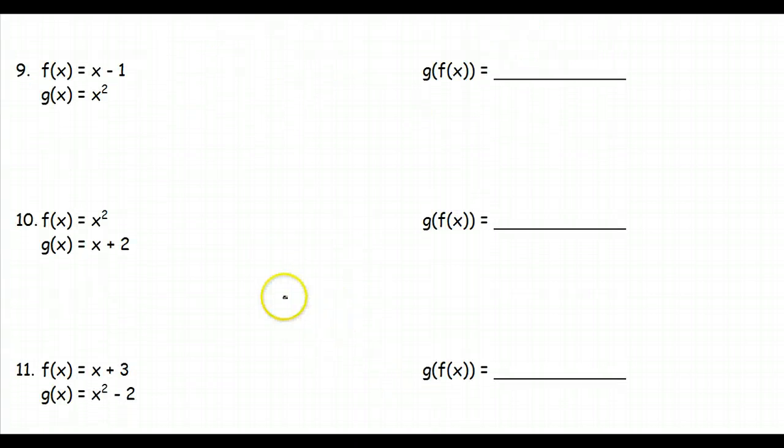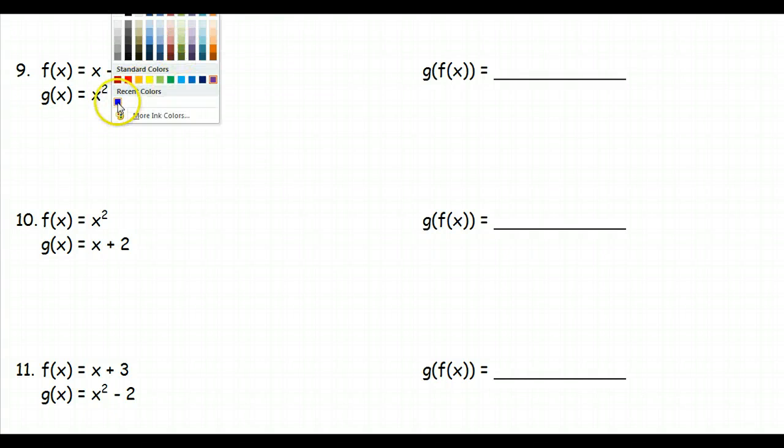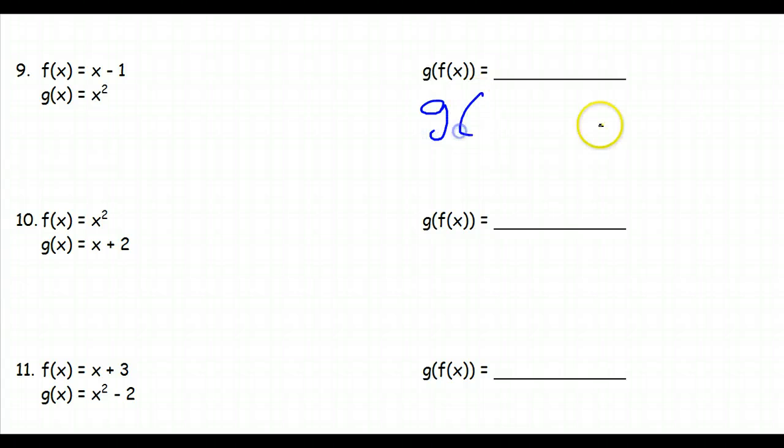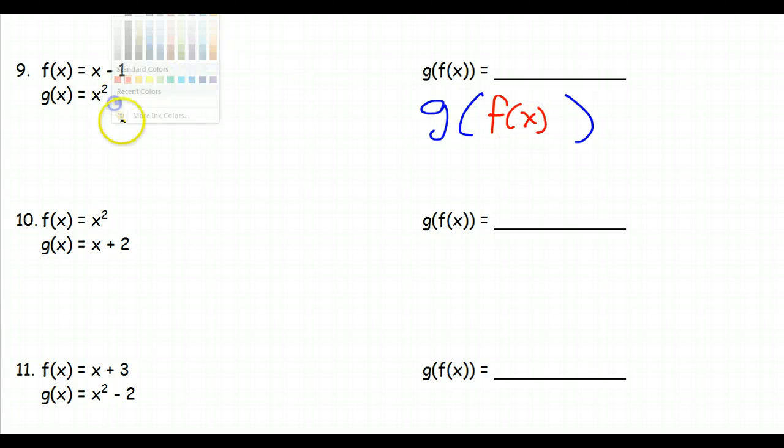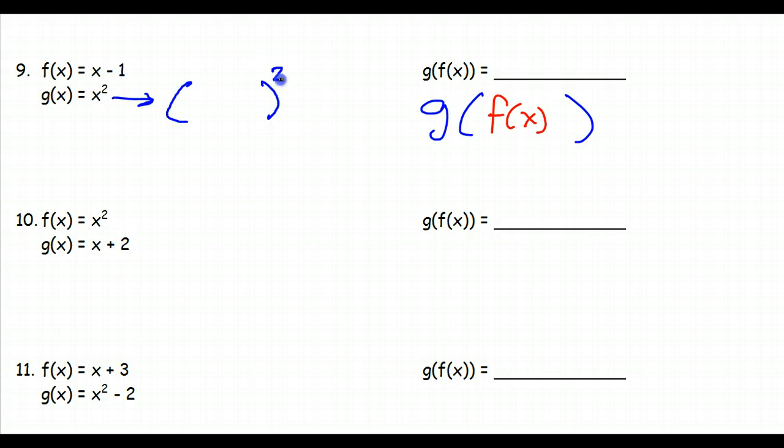Here's the first one with an exponent in it, so let's watch out for that. For this one we're going to have function g on the outside and then function f on the inside. So let's start with function g. Function g is just x squared. So I'm just going to do parentheses squared.